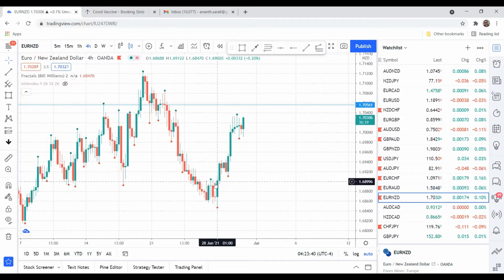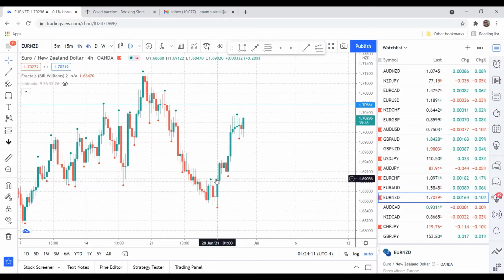As soon as it bounced from there and broke this fractal or this high, then you're sure that the downtrend is over. This is in the 4-hour chart, right? Once this is broken, you can enter here, keeping this one as a stop loss. Here the stop loss is around 50 pips. Okay, that much risk you'll have to take in a high volatility pair like this.